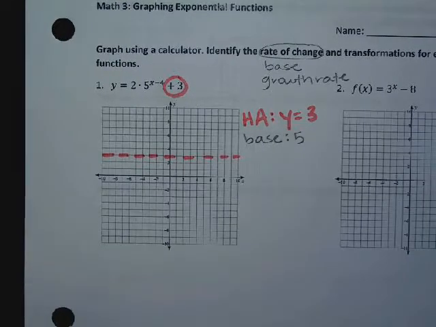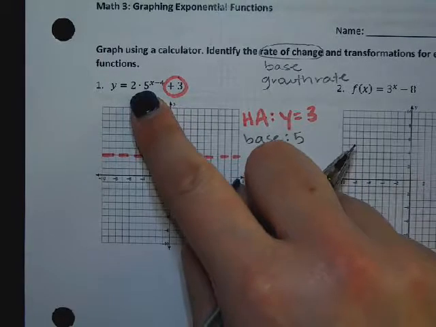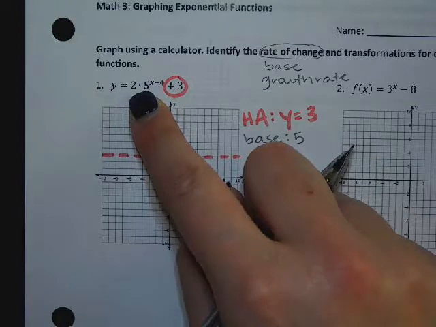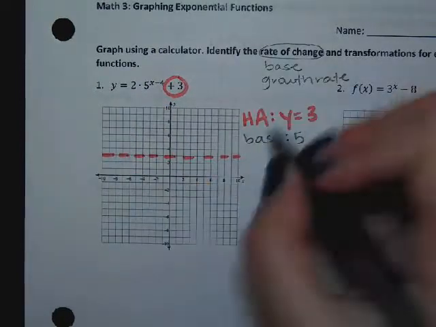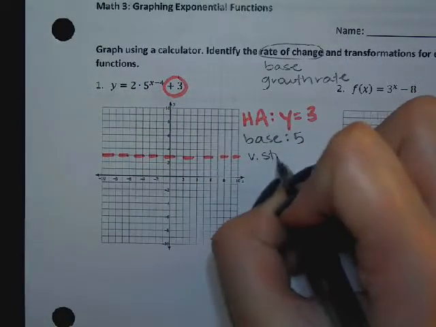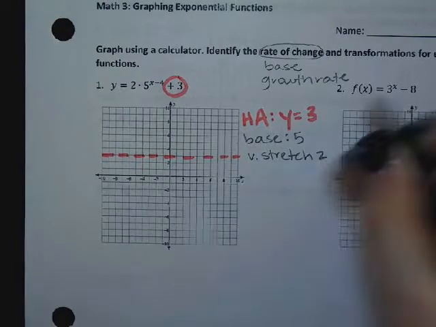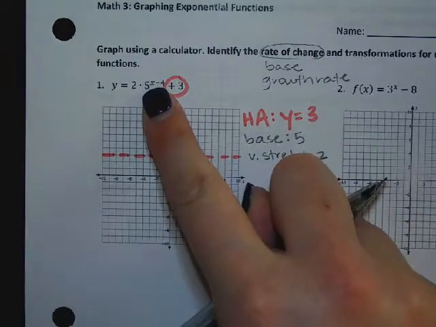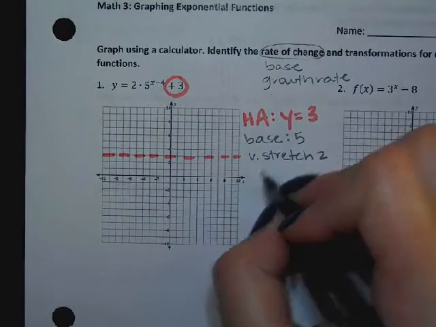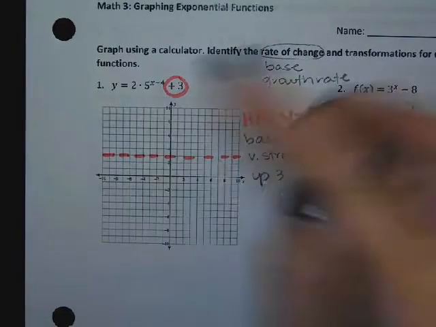Okay, so if we're ignoring the 5, then what are the other transformations that we've got going on here? Vertical stretch of 2. And we have up 3 and right 4.